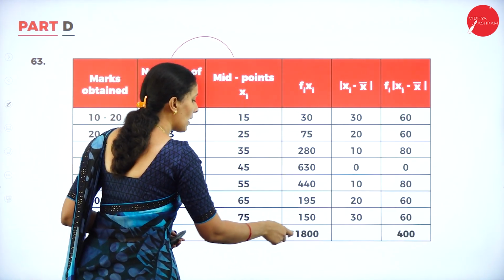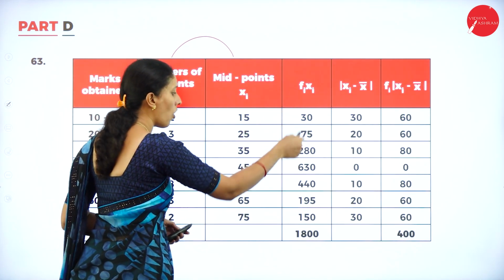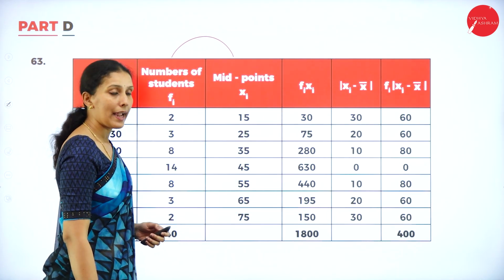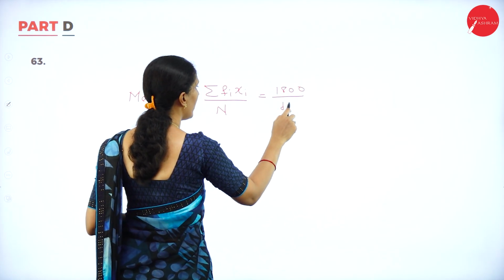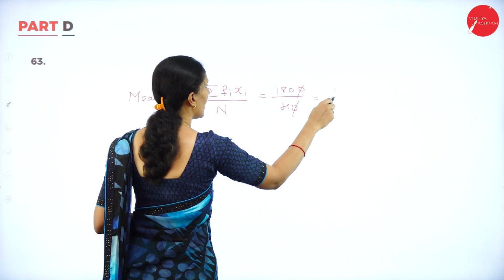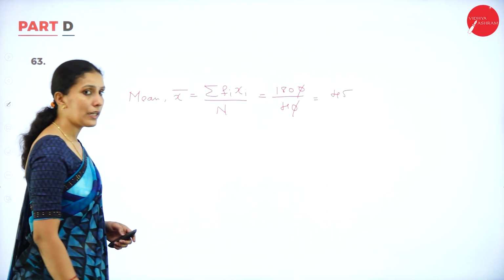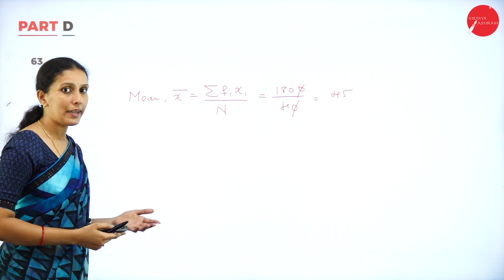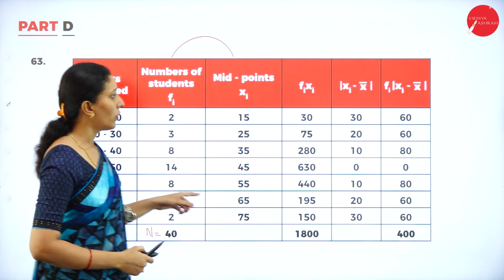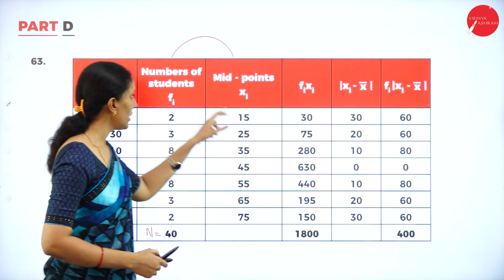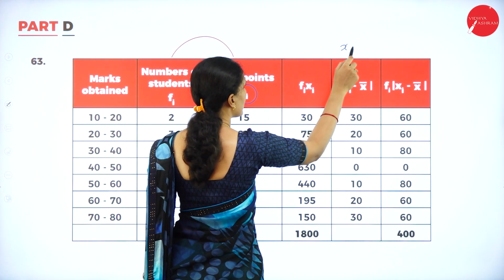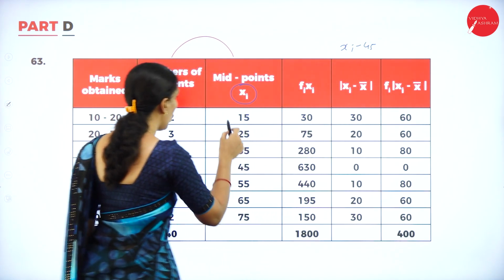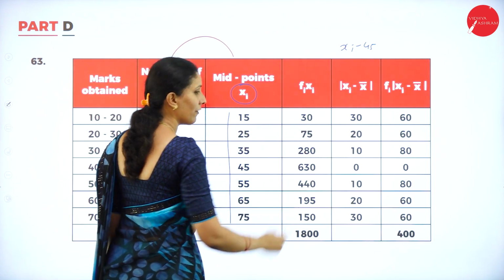We need to take the summation, that is, add all these. So we will get 1800. Once you substitute here 1800 divided by 40, you will get the mean as 45. After getting the mean, we need to find the deviations from each score. That is, from xi, we need to subtract 45. For all the individual scores, we have to subtract 45.